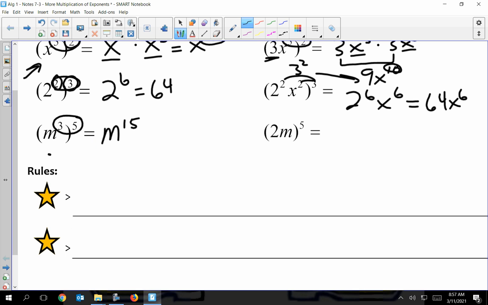Okay. Remember the invisible or imaginary ones. So I want to distribute the 5 through. So I get 2 to the 5th, m to the 5th, but 2 to the 5th is 32.